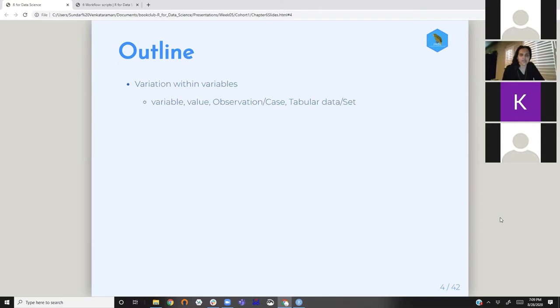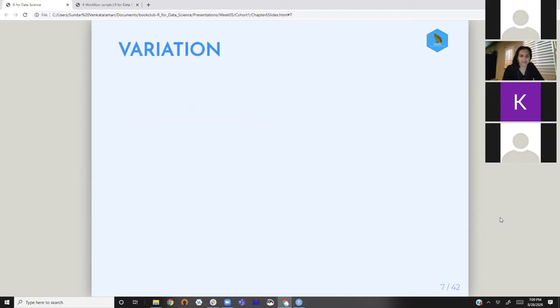So we are going to be covering different aspects here. One is the variation within one variable, across multiple measurements. And the other is the variation between different variables, the covariation between different variables. So two different aspects here. And we're going to be figuring out how to visualize these variations appropriately.